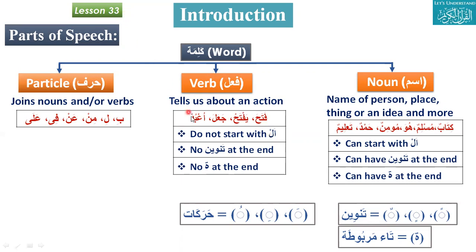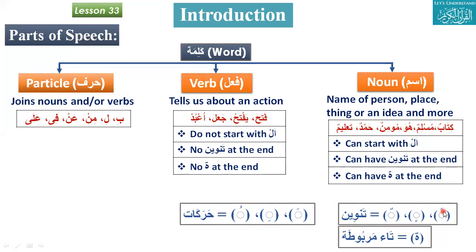So, the verb does not start with al, and has no tanween at the end, or no ta marbuta at the end. What does it mean, no tanween at the end? It means like... Any example?